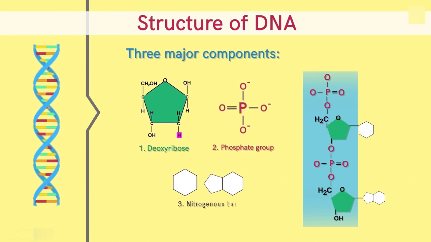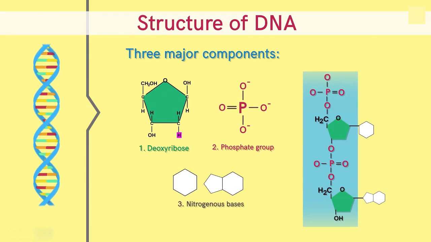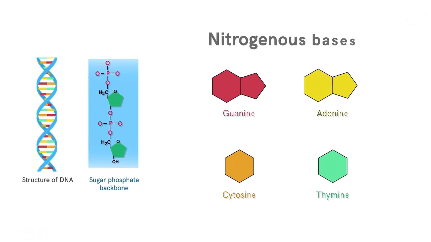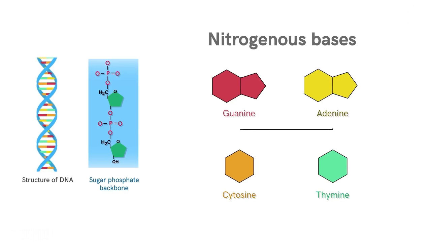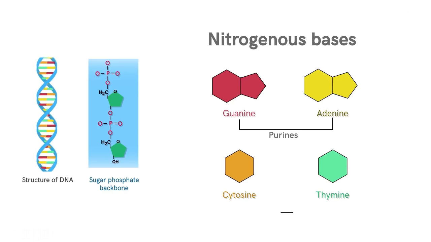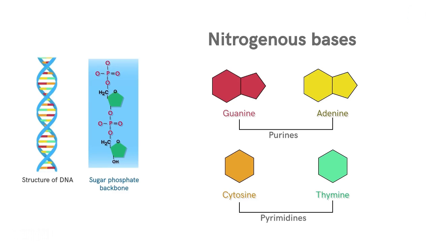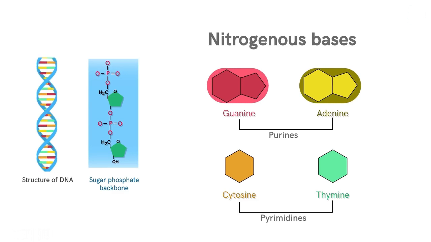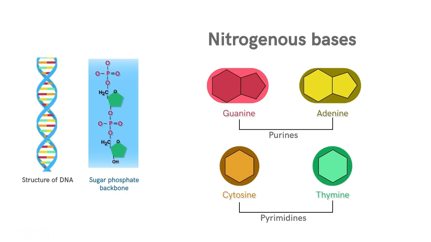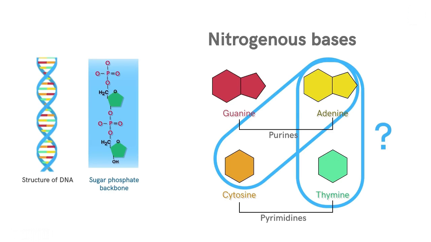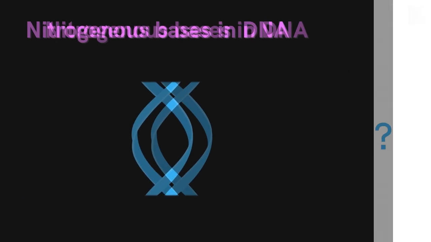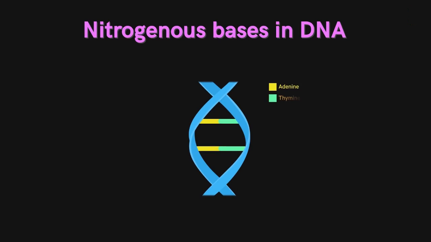Lastly, the nitrogenous bases form the core of the double helix. These are four different molecules that bind in pairs. Two of them are called purines and the other two are called pyrimidines. Adenine and guanine are the two purines which bond with the pyrimidines thymine and cytosine. And can any purine bind with any pyrimidine? No. It is a thumb rule that adenine always binds with thymine while guanine binds with cytosine only.